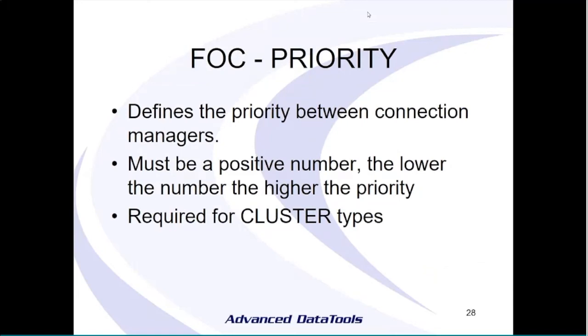So priority is the priority between your connection managers. Lower is the higher priority. So 1 is your highest priority, 2 would be the next highest, etc. So if 1 goes offline, 2 would then be your arbiter in case of a failover situation. So if your primary goes down and your connection manager 1 goes down, connection manager 2, once that connection manager timeout has been exceeded, will take ownership and say, okay, I am now the arbiter in case of problems. Primary is down, we're going to issue a failover.